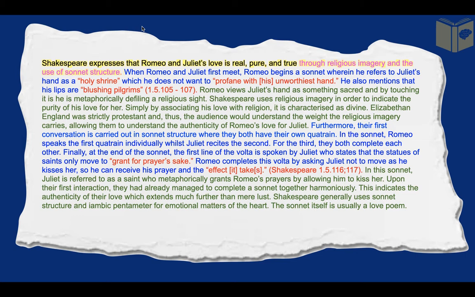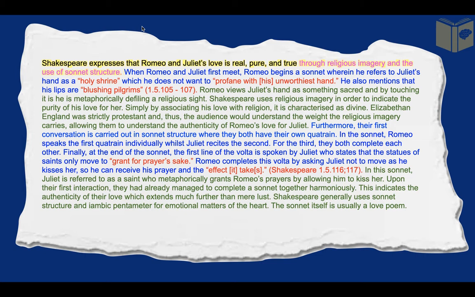Romeo views Juliet's hand as something sacred, and by touching it, he is metaphorically defiling a religious site. Shakespeare uses religious imagery in order to indicate the purity of his love for her. Simply by associating his love with religion, it's characterised as divine. Elizabethan England was a strictly Protestant place, and thus the audience would understand the weight of the religious imagery, allowing them to understand the authenticity of Romeo's love for Juliet.